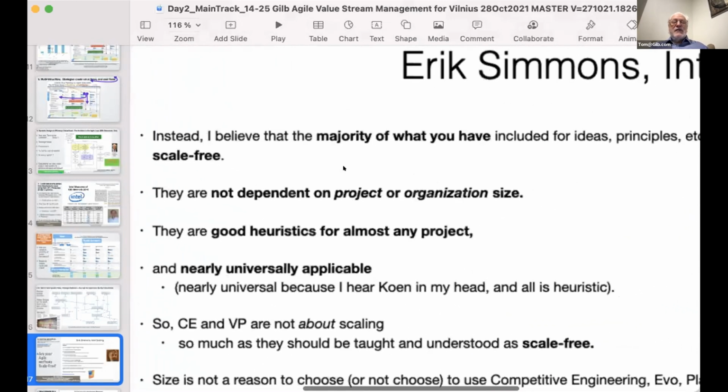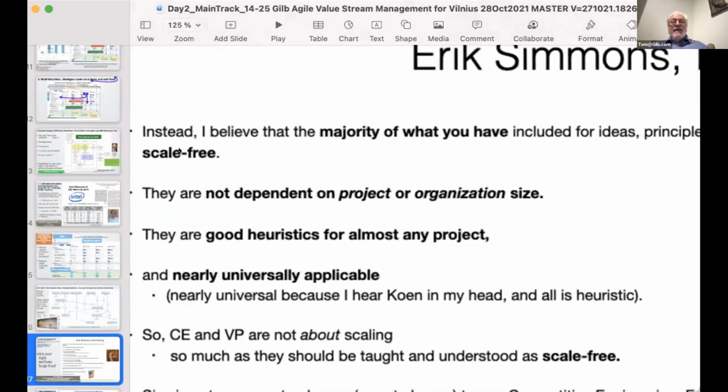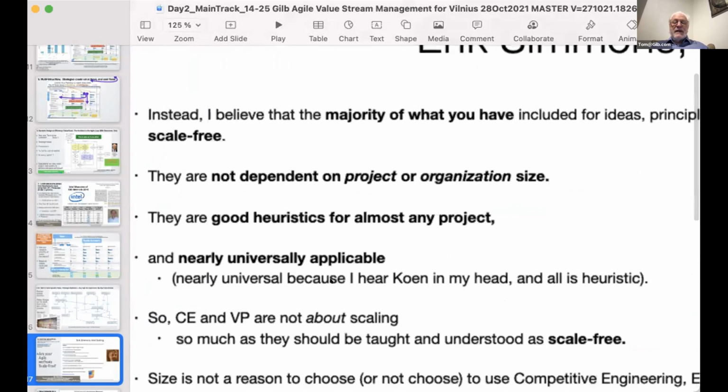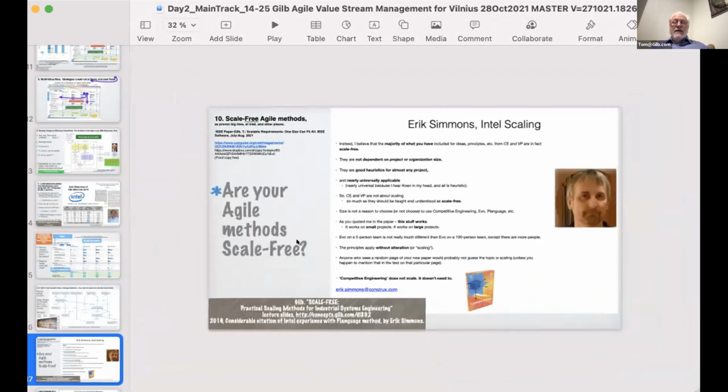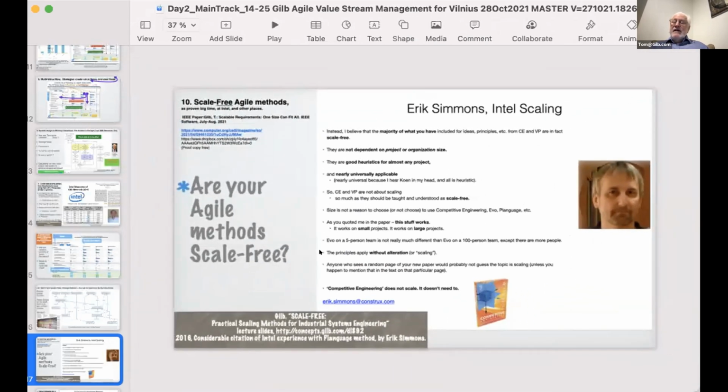And then he continues, and basically he says, actually, Tom, your methods don't need to scale up. They are scale free. They are not dependent on project or organization size. They're good heuristics for almost any project and nearly universally applicable, etc. So you can read about that, and there's much more there. And so somehow, without deciding to do it directly, in my 50, 60 years of developing these methods, I have chosen things that work at any scale.